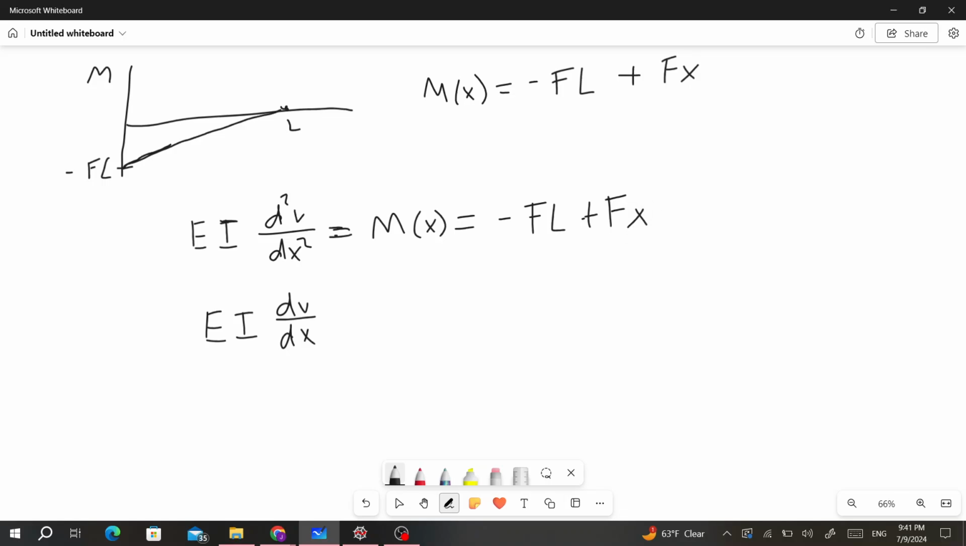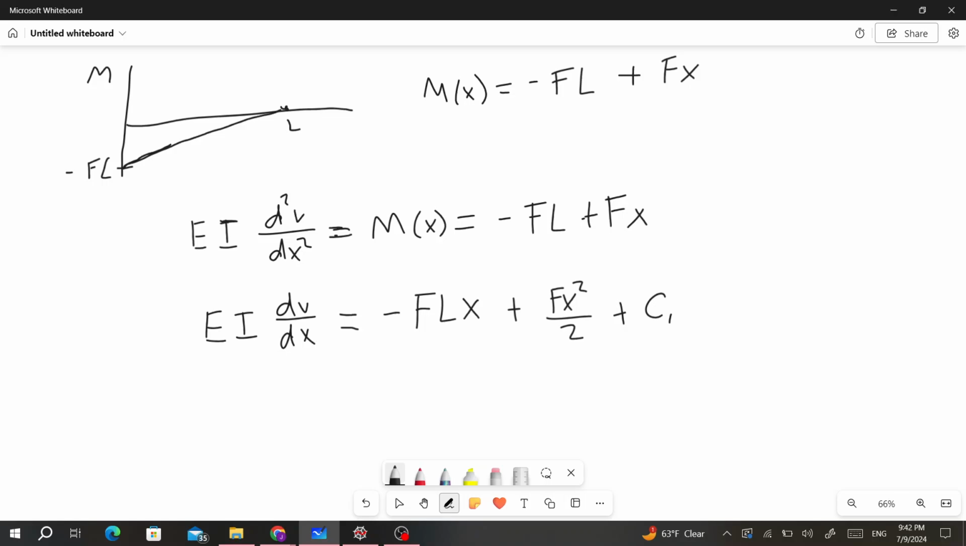So we come back down, we start taking the integral of this first equation. We have EI dv dx is equal to, and then we take the integral of the right hand side. That's negative FLx plus Fx squared divided by 2 plus a constant of integration, which I'm going to call C1.